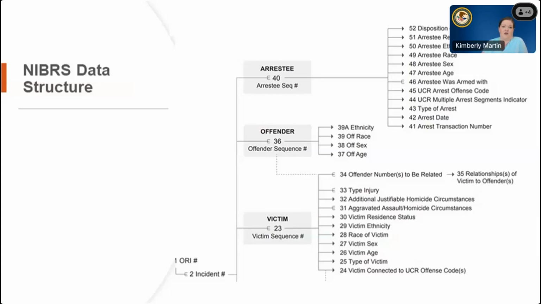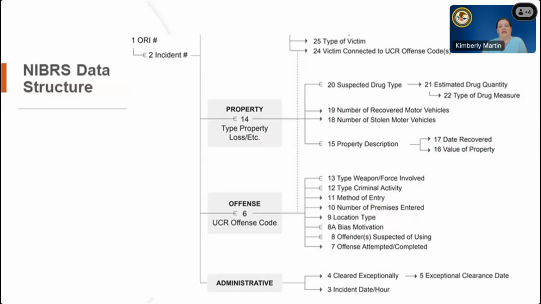So I want to talk a little bit about the data structure because it has implications for how you count crime using NIBRS. There are 7 segments, and the ones I want to highlight for folks are the ones people are going to use the most, which is arrestee segments, offender segments, victim segment, and then on this next slide, you will see property, offense, and administrative segments. They are all individual. They are not connected.